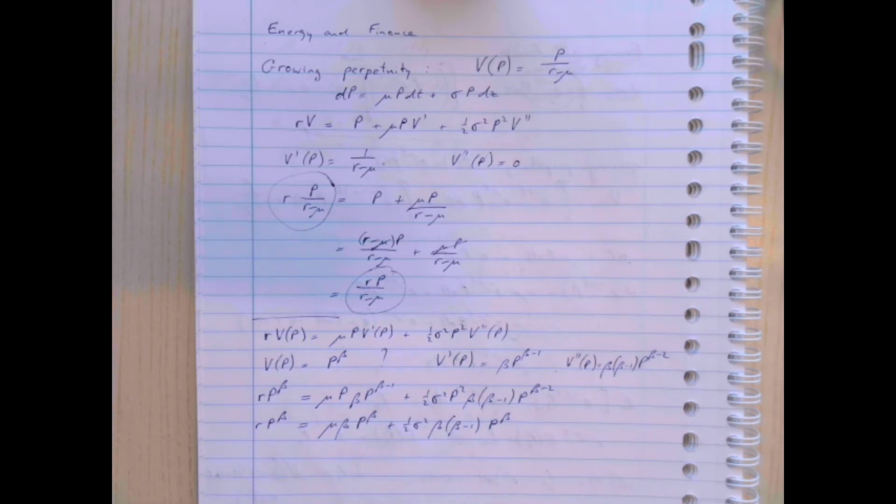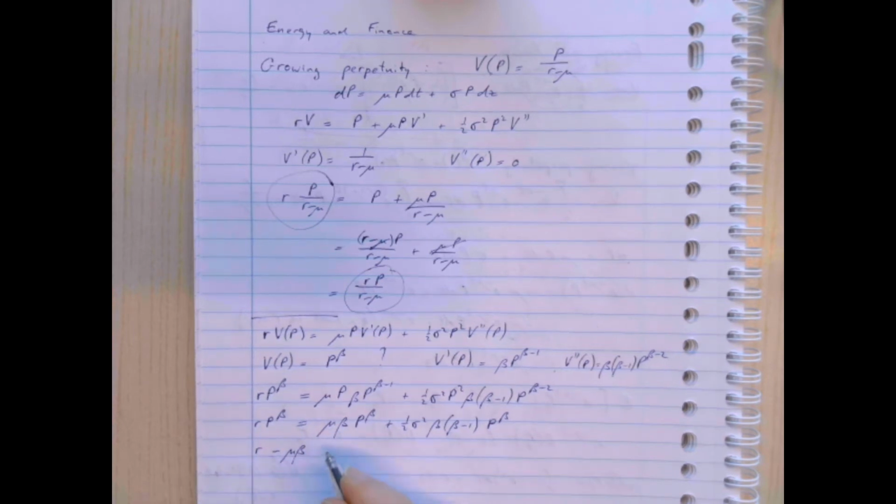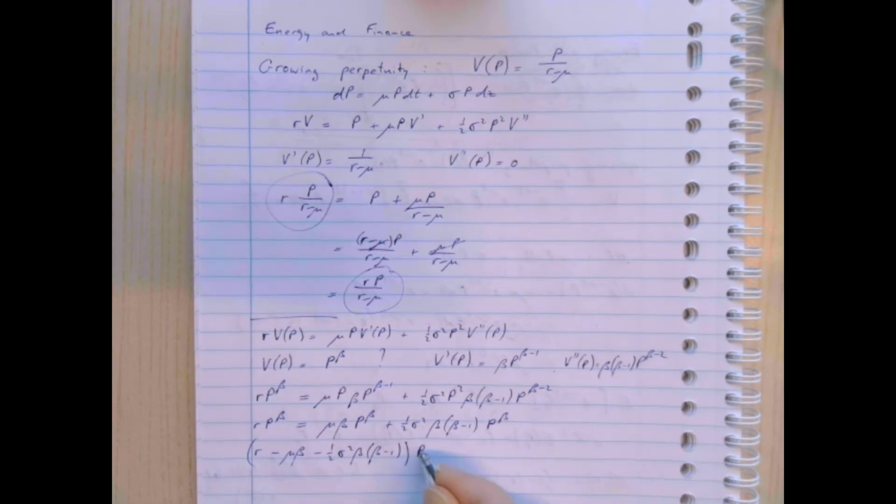So this is going to work exactly when, let's put everything to one side, r minus mu beta minus half sigma squared beta times beta minus 1, times P to the beta equals 0. This holds for any possible P only if this expression in the parentheses here is 0. So for what beta is this equation solved? Well, for any beta for which the stuff in parentheses is equal to 0.